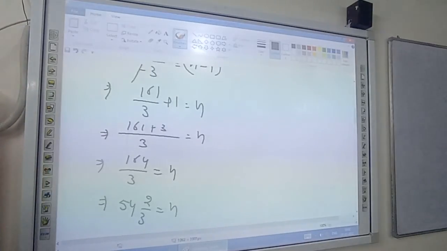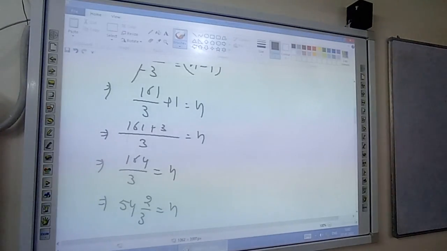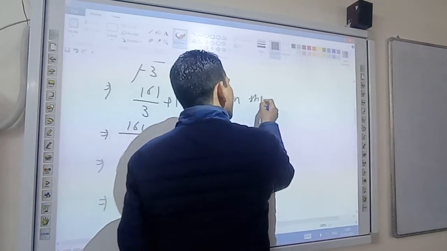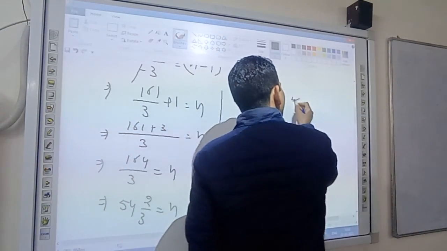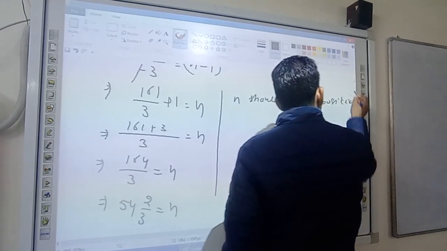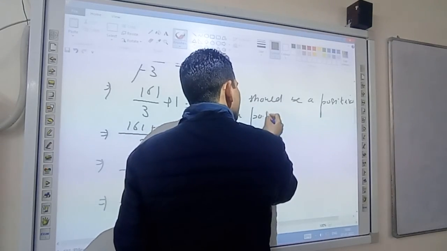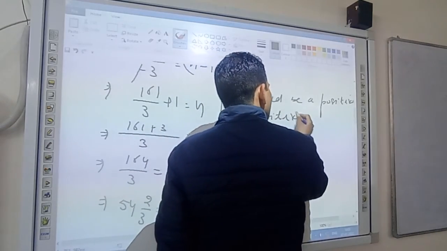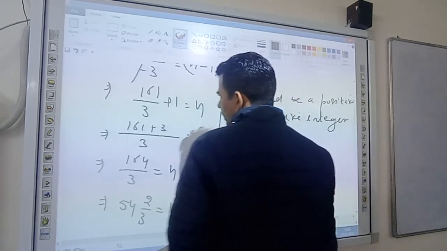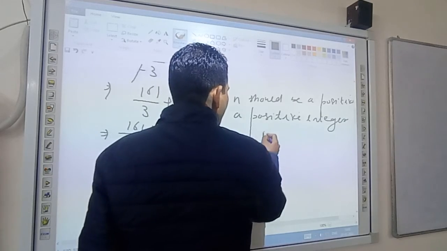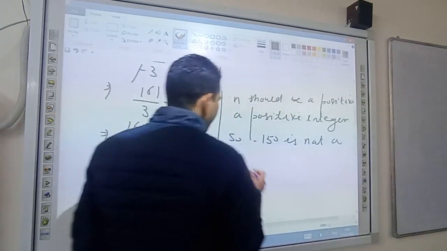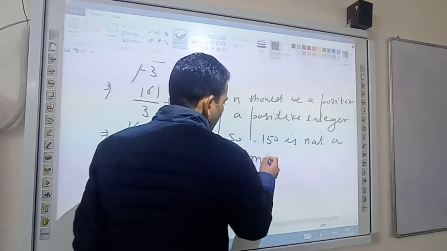Is that possible? No, sir. N should be a positive integer. Always n should be a positive integer. So minus 150 is not a term of the given AP.